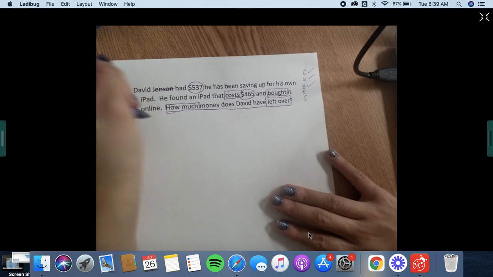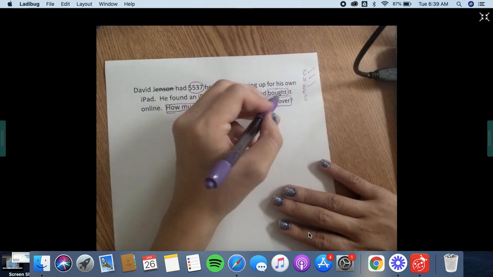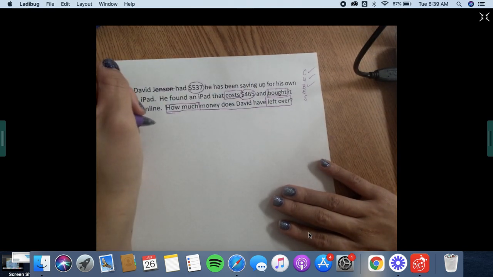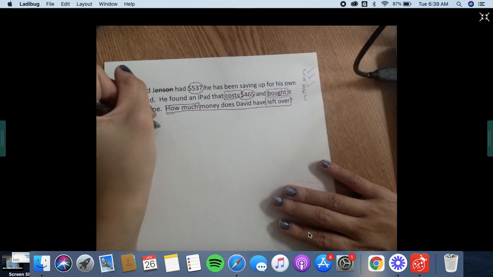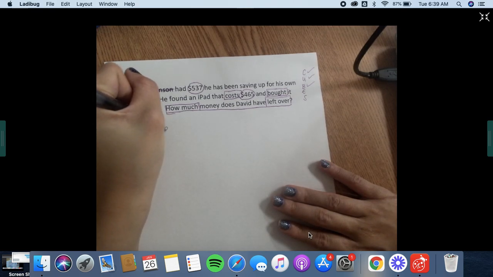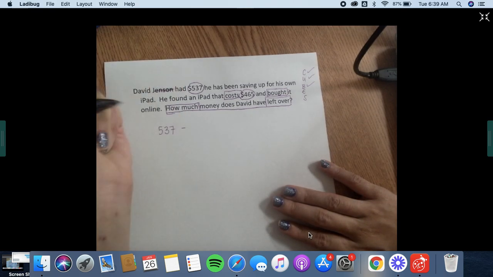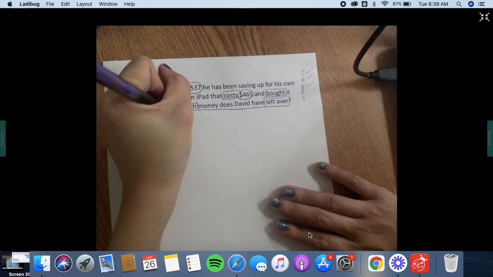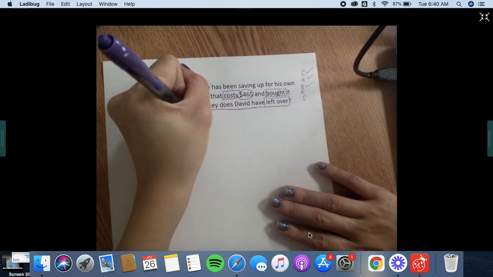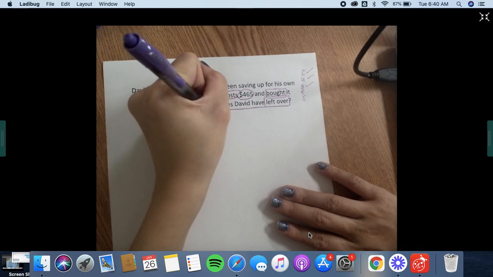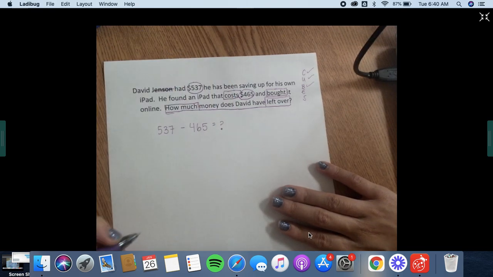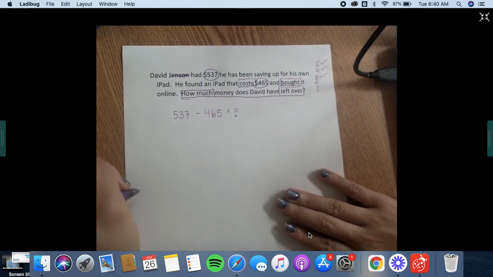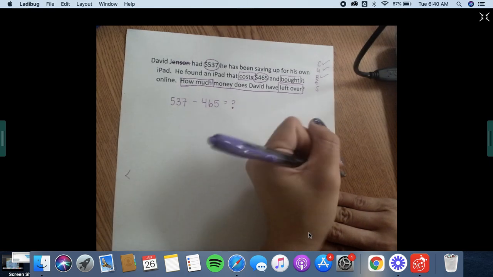So my equation will be, since he's buying it, we are subtracting. So my equation will be 537 minus, or take away, 465 is equal to our unknown. So I can do this work by doing a number line.